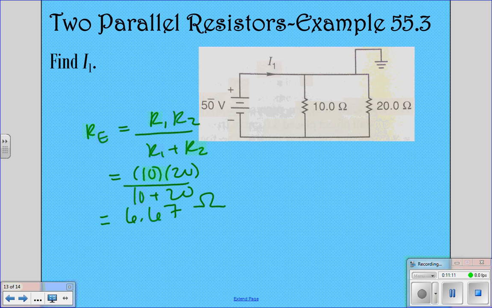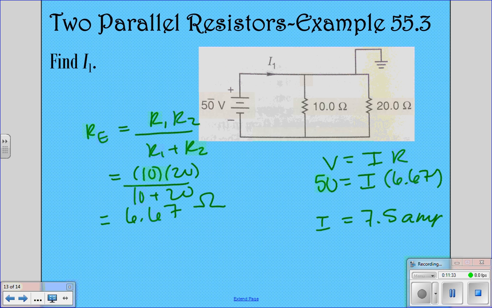So that is our resistance, and the units look like that. So now we are going to use our V equals IR. We know our voltage is 50. We are looking for the I, and we know that our resistor is 6.67. And so if you divide that, you end up getting that your I is 7.5 amps. And so that would be your answer there. So it's a parallel resistor problem that we've already done. It just makes it a little bit easier because we have that equivalent resistance formula.